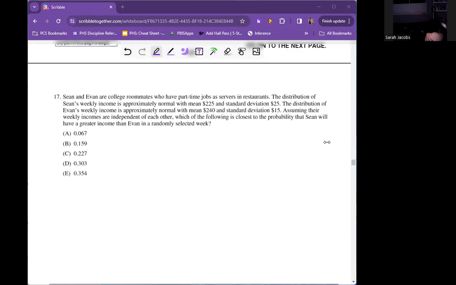17. Sean and Evan are college roommates who have part-time jobs as servers in restaurants. The distribution of Sean's weekly income, okay, gonna get a lot of information here, is approximately normal with a mean of $225 and a standard deviation of 25. So Sean is gonna be a mean of 225 and a standard deviation of 25. The distribution of Evan's weekly income is approximately normal with a mean of 240 and a standard deviation of 15.